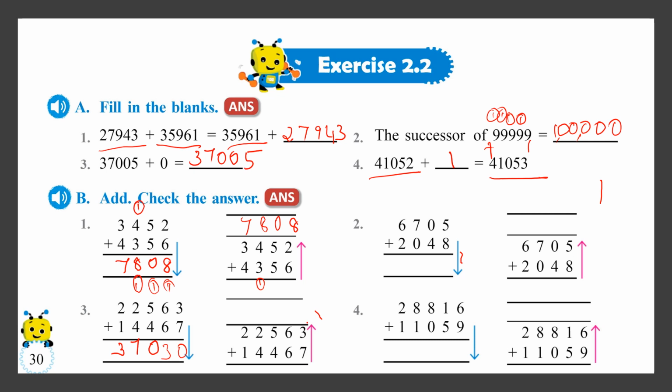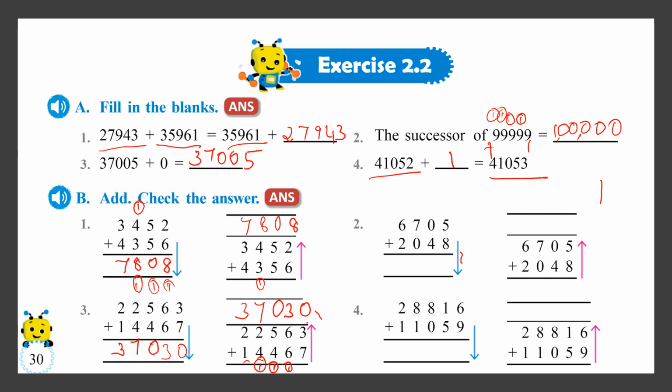I am going to add in the other way, from bottom to top. 7 plus 3 is 10. 1 is carried over here. 1 plus 6 is 7. 7 plus 6 is 13. 1 is carried over here again. 1 plus 4 is 5. 5 plus 5 is 10. So 1 is carried over here again. 1 plus 4 is 5. 5 plus 2 is 7. Next, 2 plus 1 is 3. 1 plus 2 is 3.